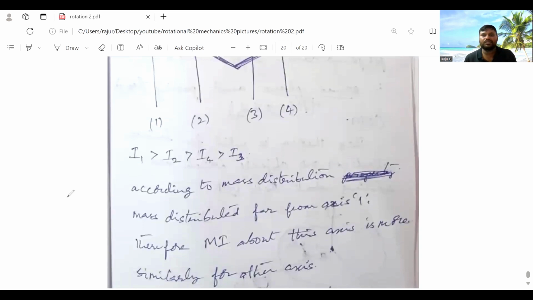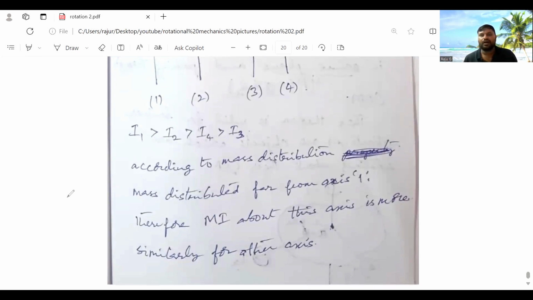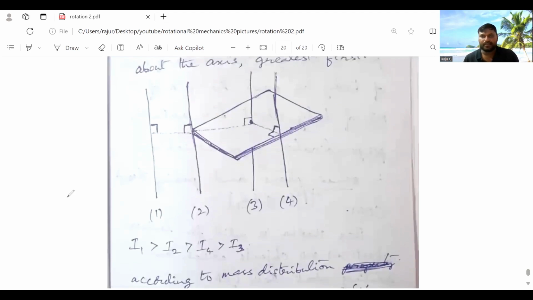According to the mass distributed far away from axis 1, the moment of inertia about this axis is more. Similarly for the other axes. So I1 is greater than I2, which is greater than I4, which is greater than I3. That's it.